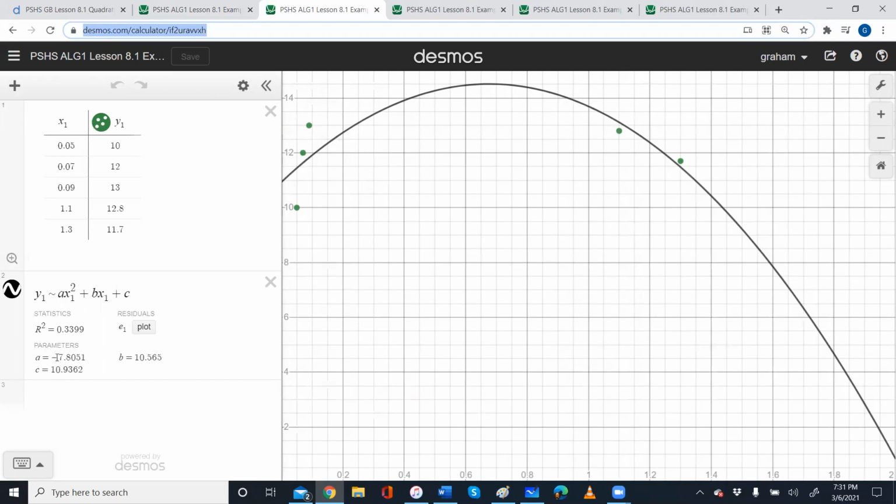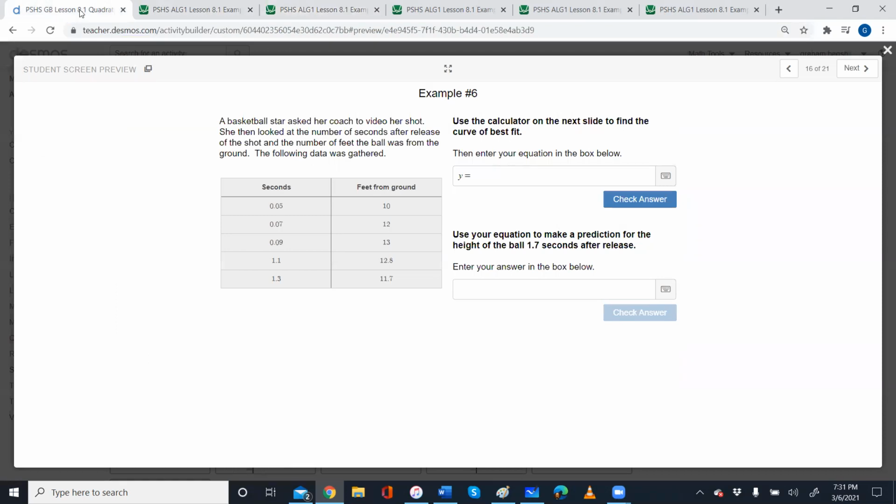And then you could write out the equation. Negative 7.81 x squared plus 10.57x plus 10.94. If you go into 2 decimal places, you can normally get away with just truncating, which means just take the numbers as it is. Whoops, sorry here. So negative 7.80 x squared, 10.56x plus 10.93. And that should be good enough for you to figure out the answer.